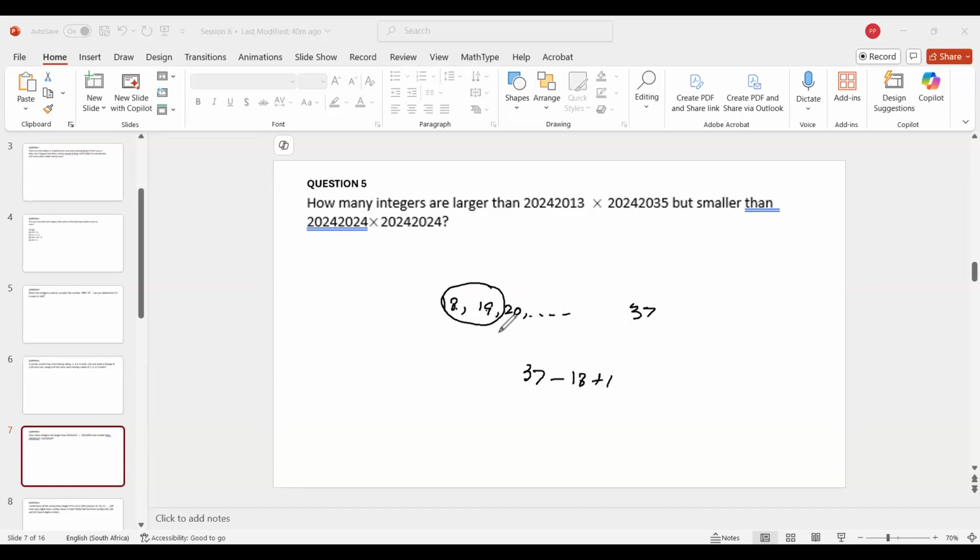So 19 minus 18 is 1. You add 1 to it to give you the correct answer. So the number of numbers in a consecutive set, if they are consecutive, one after the other, you take the last one, subtract the first one, and add 1 to it. See? So in that way, you could have done this.